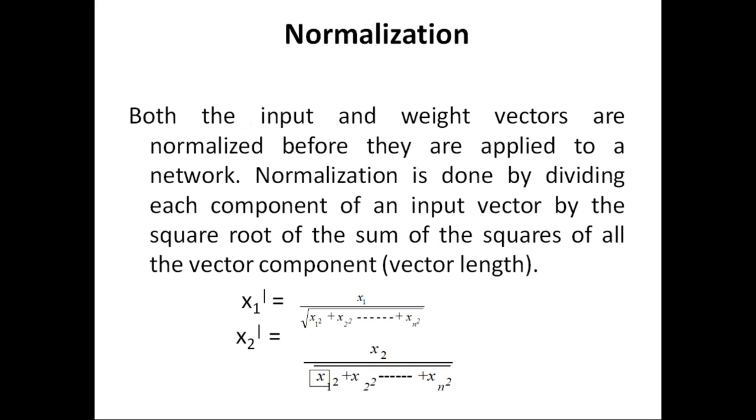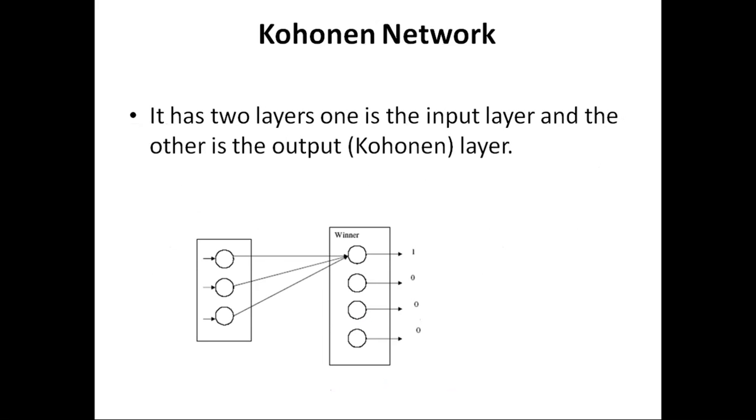Now we go for the normalizations. As we discussed about the normalizations, both the input and weight vectors are normalized before they are applied to a network. Normalization is done by dividing each component of an input vector by the square root of the sum of the squares of all the components. For example, suppose x1, x2 up to xn are the input vector components. So x1 square plus x2 square plus up to xn square, and their square root, you keep that in the denominator. In the numerator, suppose I am finding x1 dash, so x1 dash is equal to x1 divided by this denominator. Similarly for x2. So x1 dash means the normalization of x1, right? Like this we go for the normalizations.